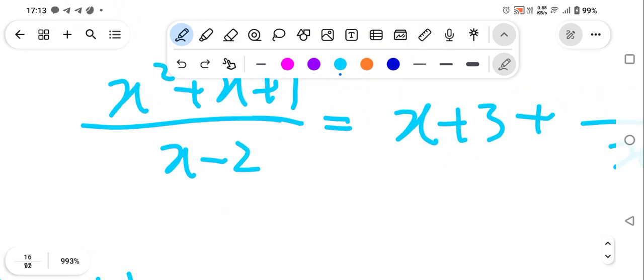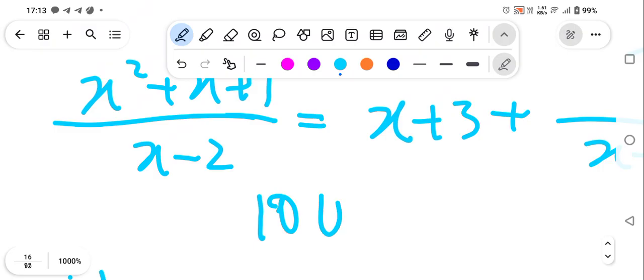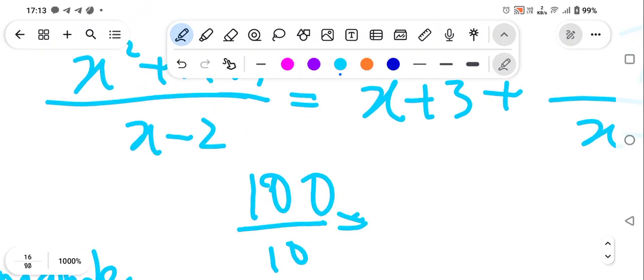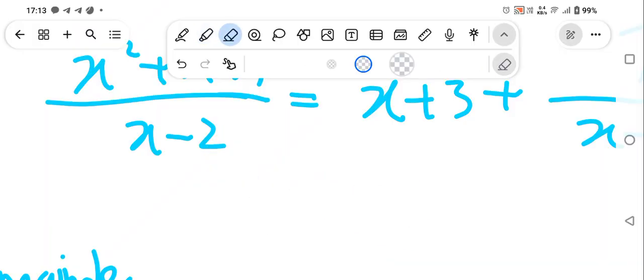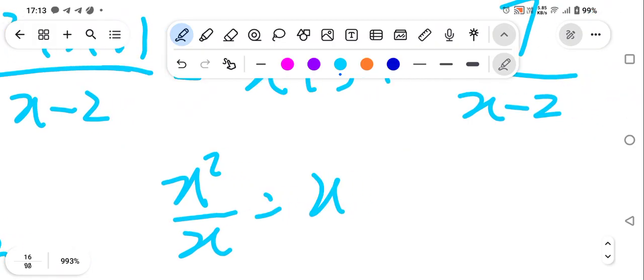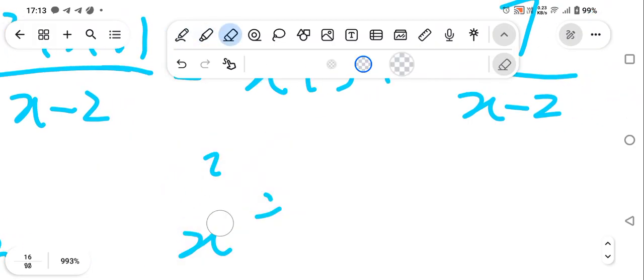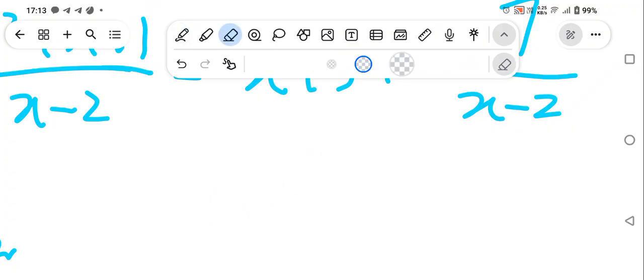It's like 2 minus 1 is 1. It's like you divide 100 by 10, you lose a 0. So pretty much the same thing right here. Like dividing x squared over x, you get x. Dividing x to the power 4 over x squared, you get x squared. Pretty much the same thing over here.